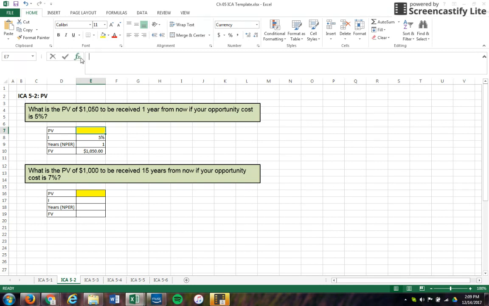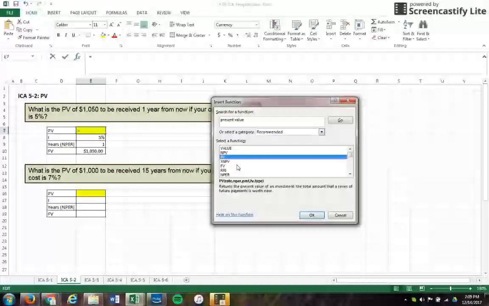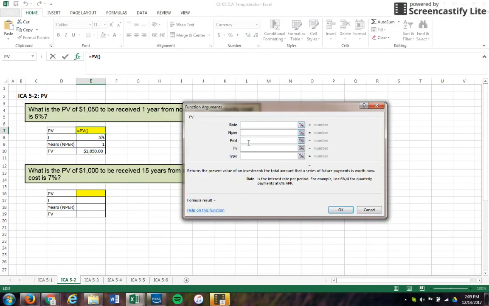So to do this, we can use my insert function. We're going to look for present value. I'm looking for the present value function. We want PV, the PV function for present value. Hit OK. Now, again, it asks you for certain inputs. We need the rate, number of periods, and future value. Remember, at this point, we're just ignoring the payment and the type inputs. We just need those.